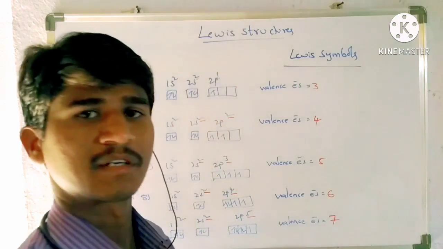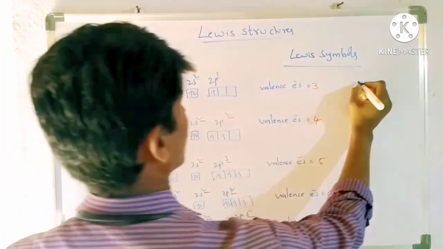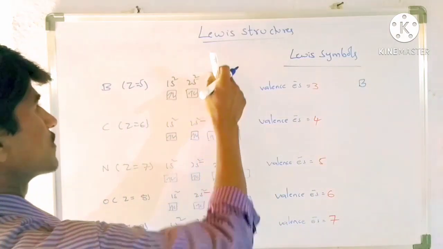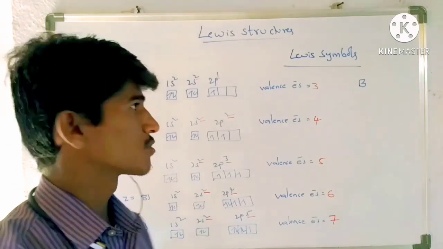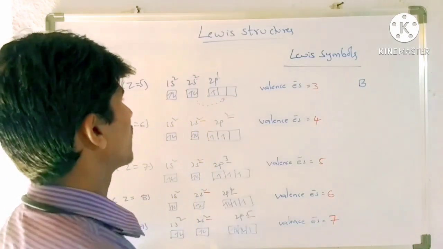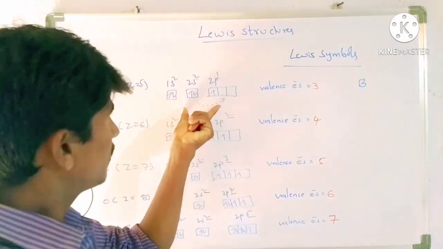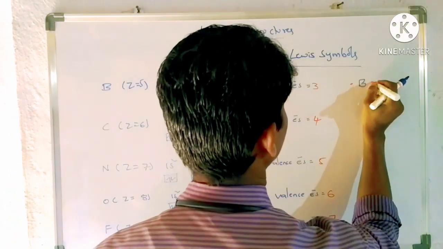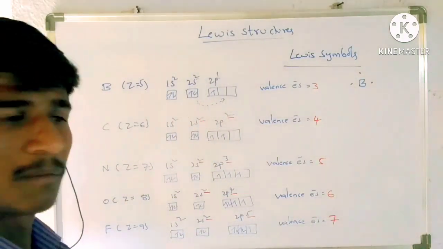Now how can we represent the Lewis symbols for these? Boron. Write the symbol B. How many valence electrons are there? 2 plus 1, 3. Generally boron is involved in bond formation, so the electron is excited from here to here, and the paired electron turns into unpaired. So these 3 we have to represent as unpaired electrons: 1, 2, 3. This is the Lewis dot symbol for boron.